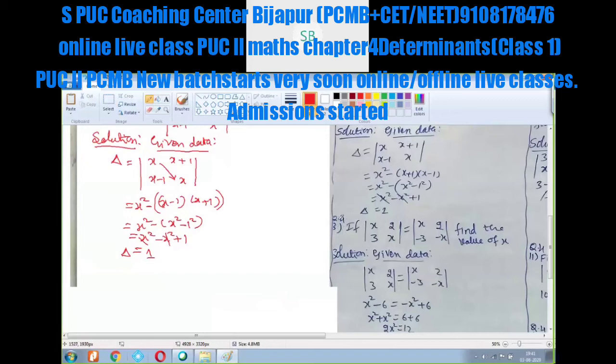Write over there as Q4. That means fourth question. It usually appears: determinant of x, 2, 3, x is equal to determinant of x, 2, minus 3, minus x. Find the value of x. Okay, I am going to demonstrate that solution here. So let everybody observe it very carefully.